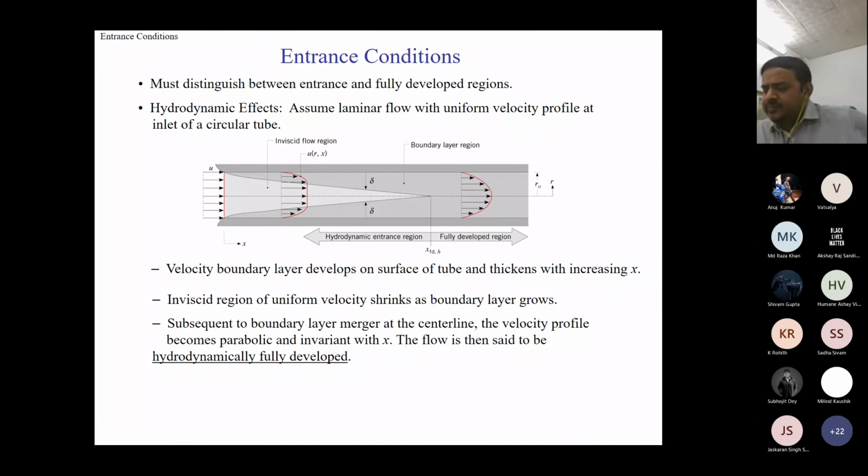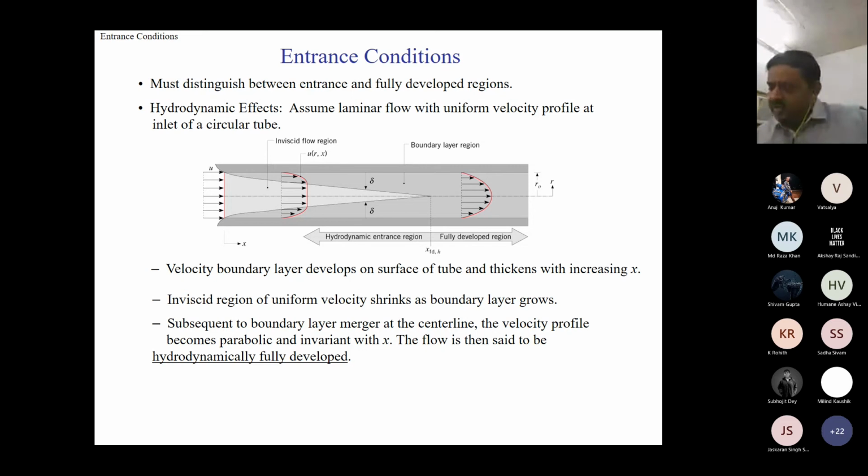If you look into this, that is my first slide in the internal flow slide set, which I'm going to share with you. It's important to distinguish between the entrance and the fully developed regions. Fully developed is where the velocity profile remains uniform thereafter.